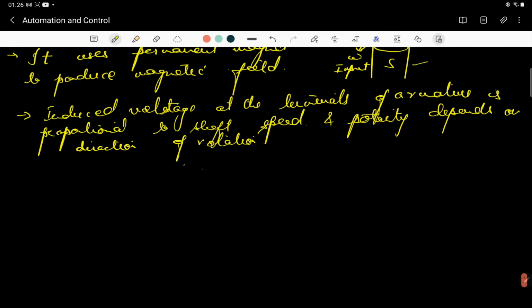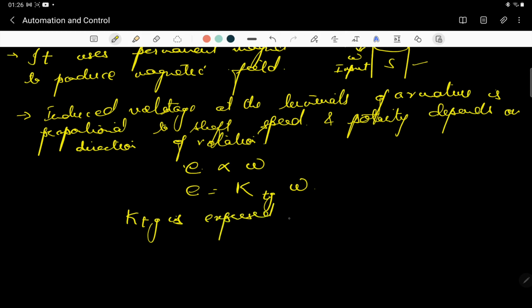So what we got is that E should be directly proportional to omega. Omega is the rotational speed, and E is simply the voltage at the terminal. So this will give you E equals K_TG times omega, where K_TG is the tachogenerator constant, which is expressed in voltage per radian per second.